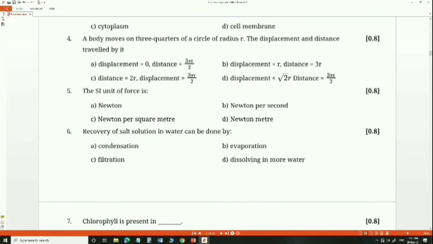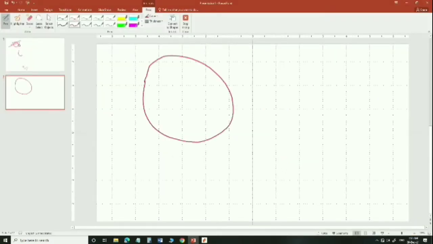Now the fourth question is, a body moves on 3/4 of a circle of radius r. What are the displacement and distance traveled by it? We know that displacement means the shortest path, and distance is actually what he moves through. Solution of the fourth question: that is the center, that is the radius, and that is also a radius. This is radius and this is also radius.